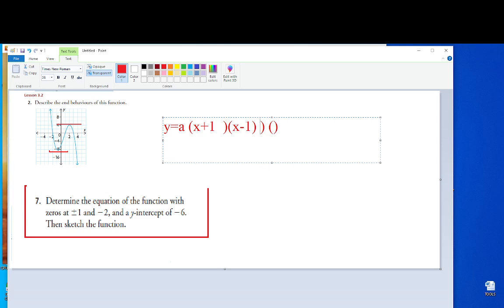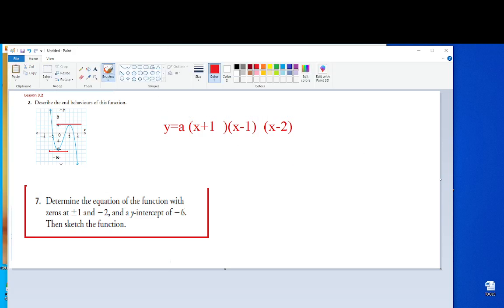Okay? And then the last one, the next two, we have one at minus 2. And that's it. So that would be, I got 3 of them. That plus minus 1 means there's an x plus 1 and x minus 1. I've got 3 of them. If this were to expand, it would be a cubic.